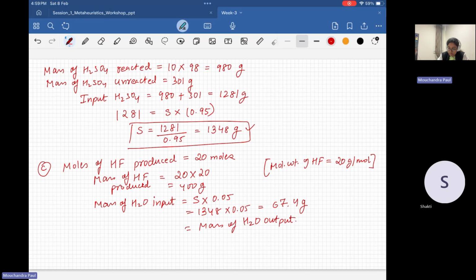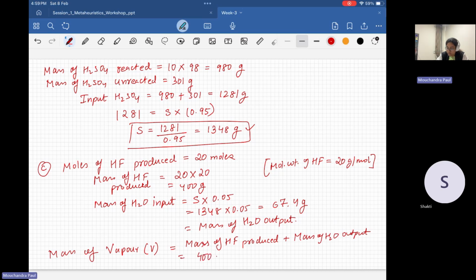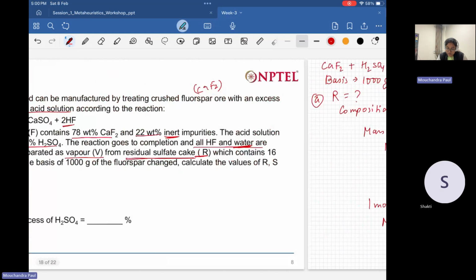So mass of vapor V will be mass of HF produced plus mass of water output. 400 plus 67.4 will be 467.4 grams. Right? Is it clear? Yeah. So we have calculated all the three variables.